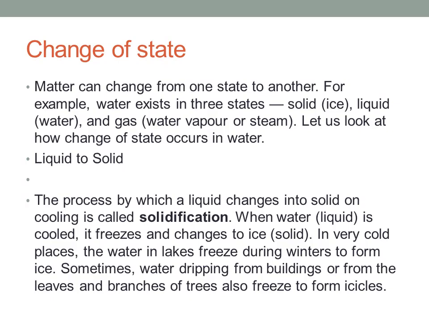For example, water exists in 3 forms. First one, solid, in ice form. Then liquid, in water. And then gases, water vapor or steam. Now let us look at how the change of state occurs in water: how ice is converted into water and how water is converted into gas. First, we are going to see what we mean by the solidification process.